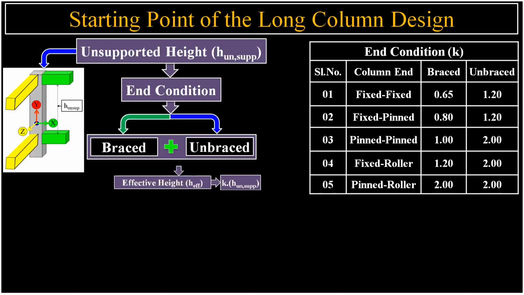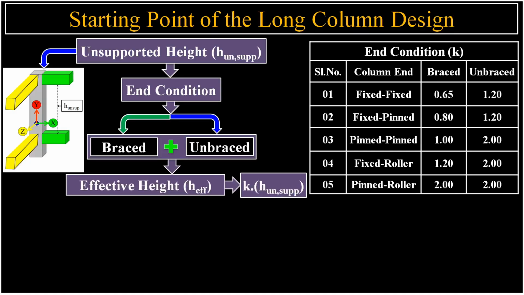The effective height of the column, which can be denoted as LEFF or HEFF, is calculated by multiplying the K factor by the unsupported height. So, the effective height, HEFF, equals K times the unsupported height.